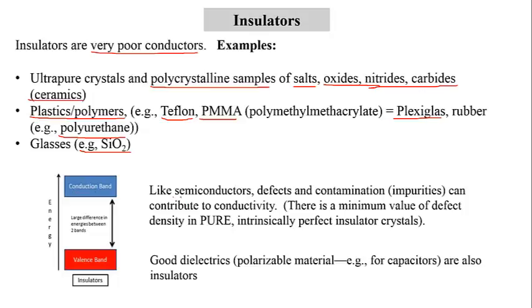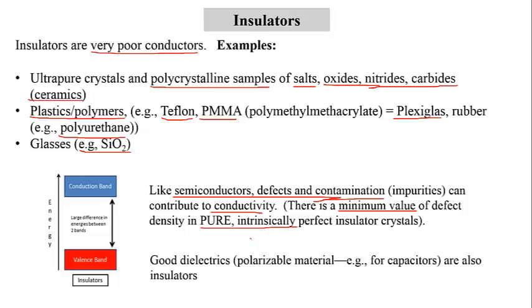So I just say that like semiconductors, defects and contamination, in other words impurities, can increase the conductivity. And one thing to note is that because of entropy, at a given temperature you can have a minimum value of defect density in these pure materials. And it's just in the form of moving atoms around. So in the case of a single crystal, you can form vacancies, so you can pull an atom out of the lattice. And where might it go? Well, quite often it goes between the atoms.